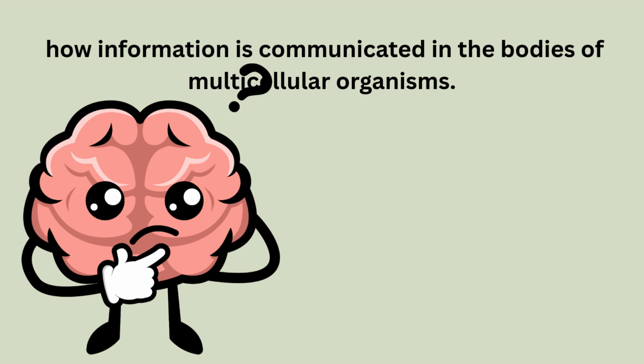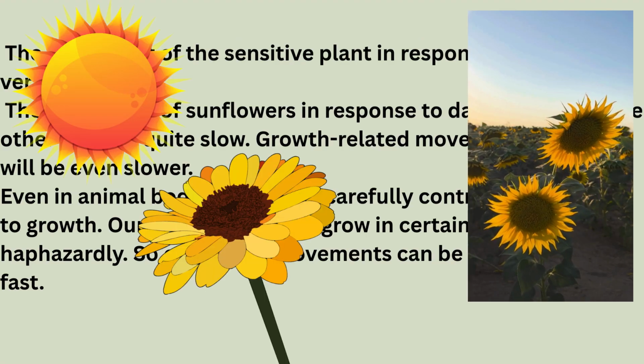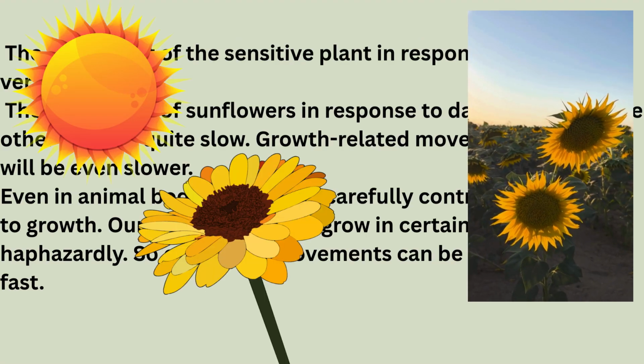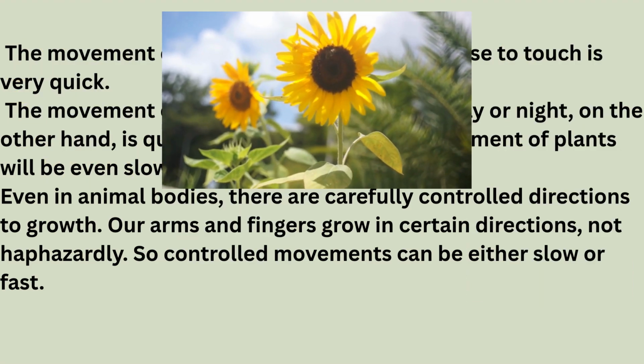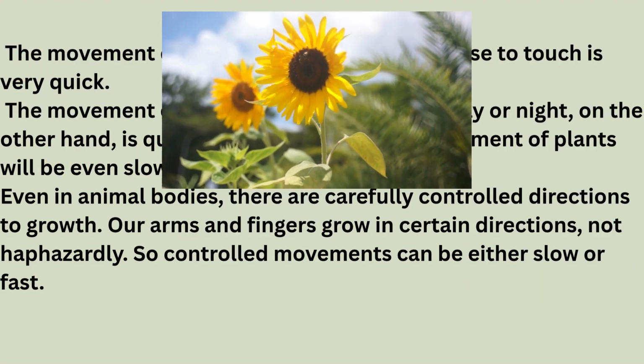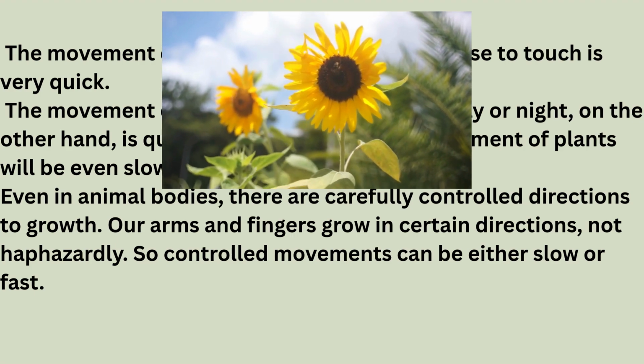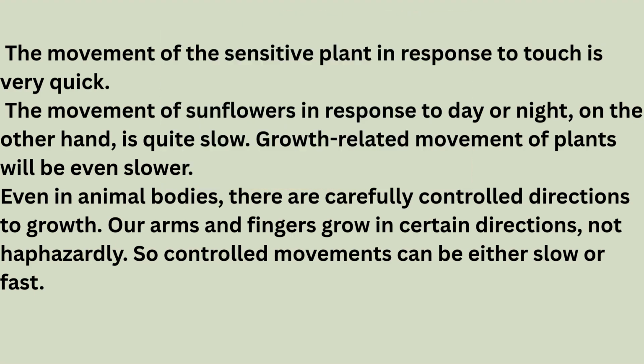How is information communicated in the bodies of multicellular organisms? Now let's find out. The movement of the sensitive plant in response to touch is very quick. The movement of sunflowers in response to day or night, on the other hand, is quite slow. Growth related movements of the plants will be even slower. Even in animal bodies, there are carefully controlled directions of growth. Our arms and fingers grow in certain directions and not haphazardly. So, controlled movements can either be slow or fast.